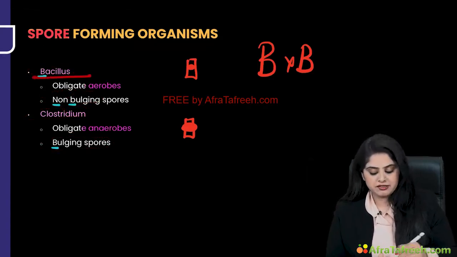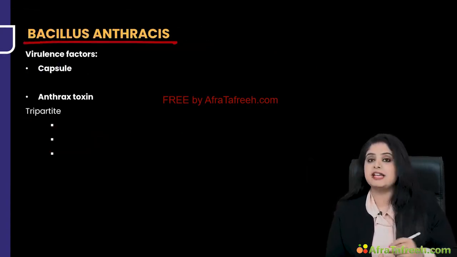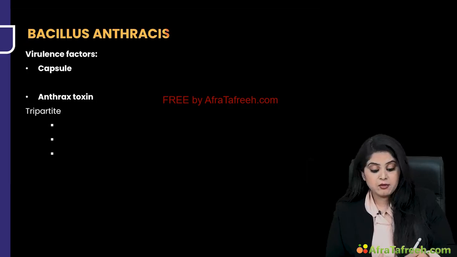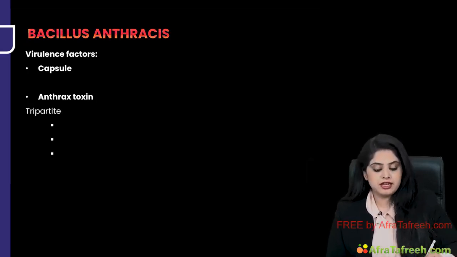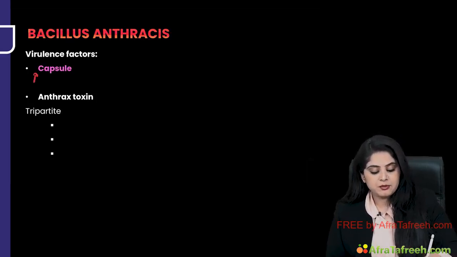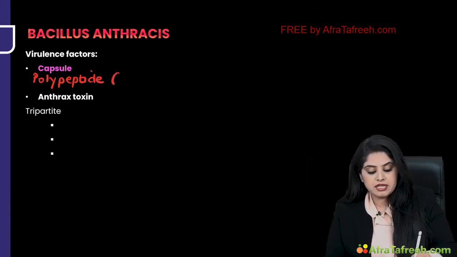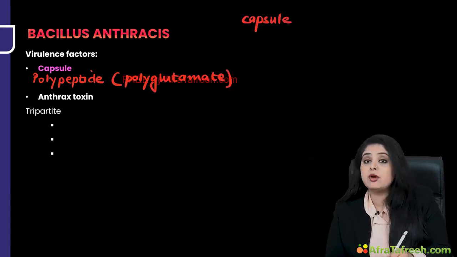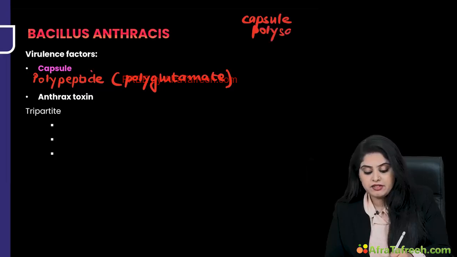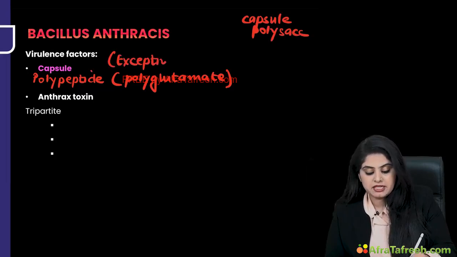Let us begin with Bacillus, and you know the main one is Bacillus anthracis, and everything about Bacillus anthracis is quite different from the others. So does it have a capsule? Yes, but this capsule is different because it is a polypeptide capsule, made up of polyglutamate. I hope you remember we had studied in general microbiology that all capsules are usually made up of polysaccharides, right? However, this happens to be an exception where the capsule is made up of polypeptides.